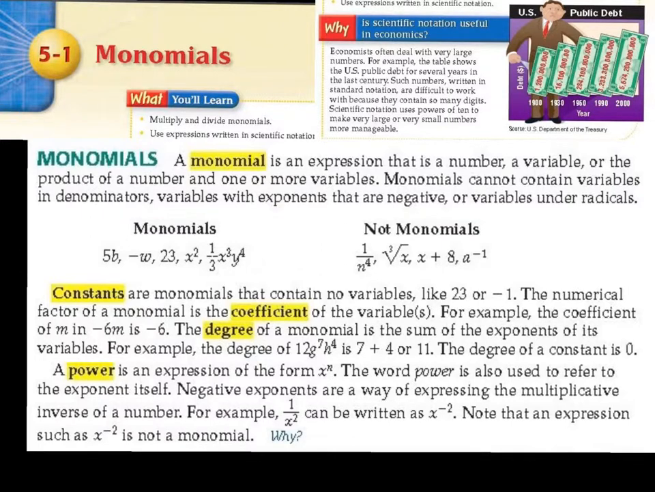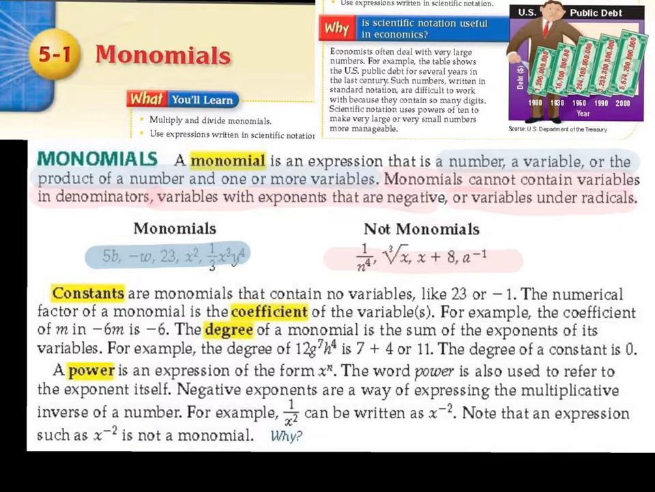A monomial is an expression that is a number, a variable, or a product of a number and one or more variables. Monomials cannot contain variables in the denominator, variables with negative exponents, because that would be like a variable in the denominator, or variables under radicals. So we have examples of monomials and non-monomials. Constants are monomials that contain no variables, like 23 or -1. Constant means it can't change.